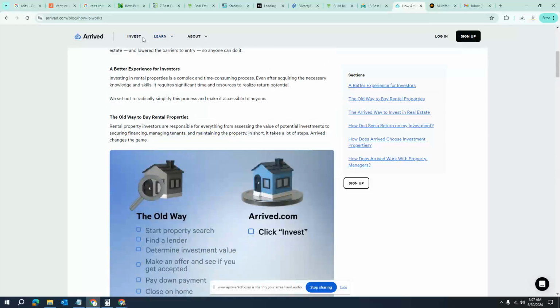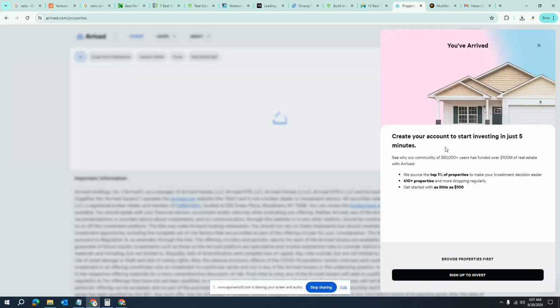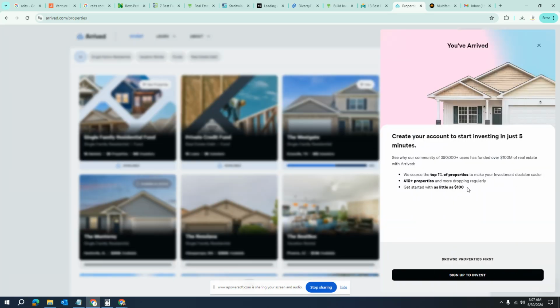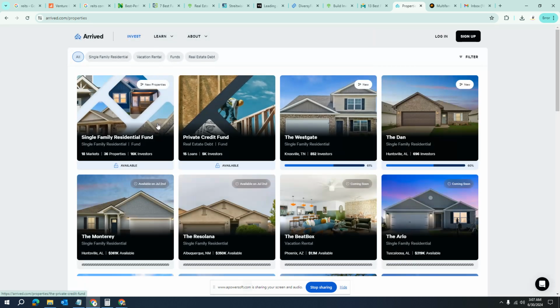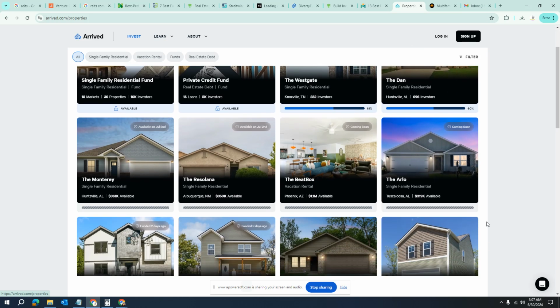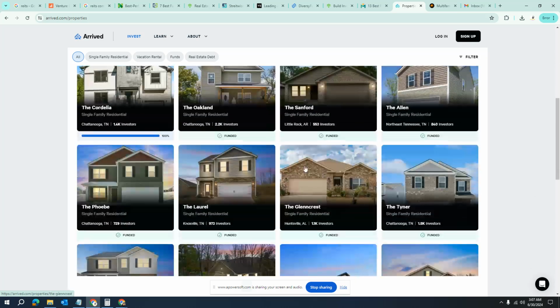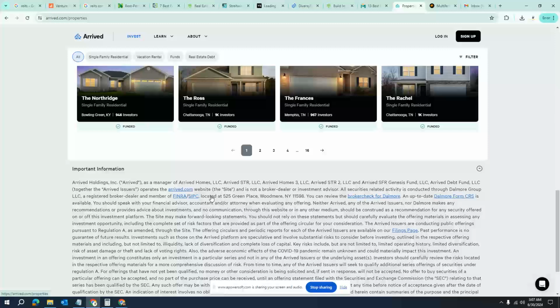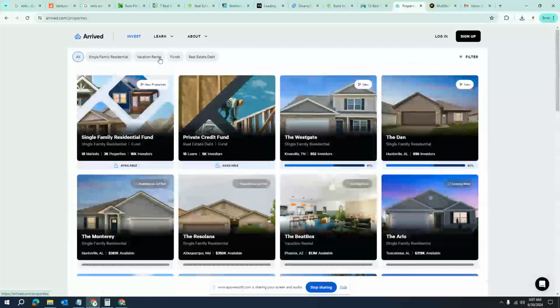and then this actually is for... I think the minimum for this one is $100. So you get started with $100. We source the top 1% of properties. 410 properties, then more dropping quickly. So that's a lot you can buy. Minimum, I think $100 for each of these properties, minimum to invest on this. And then you gain shares and then whatever they pay out.